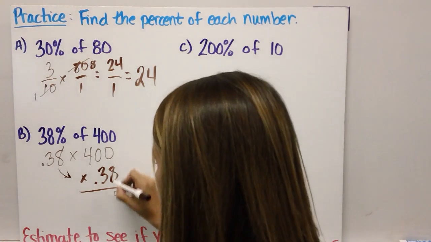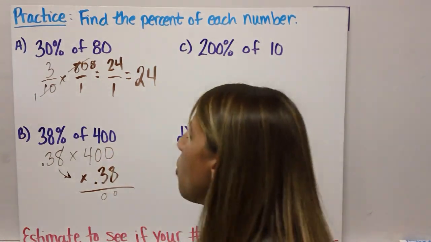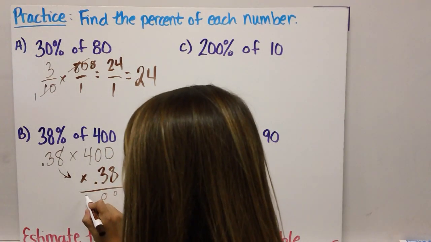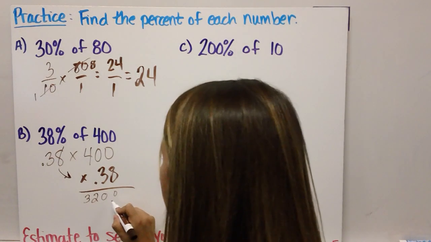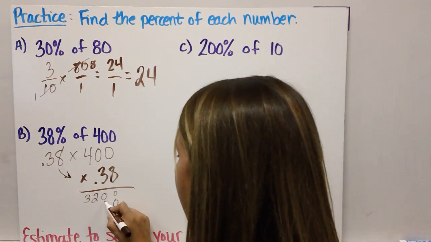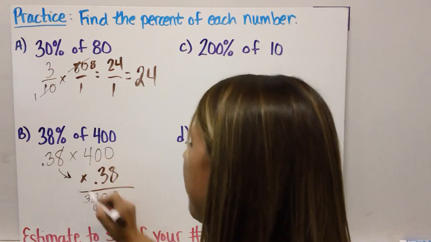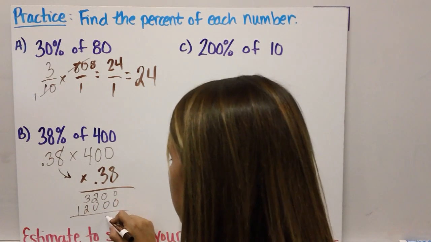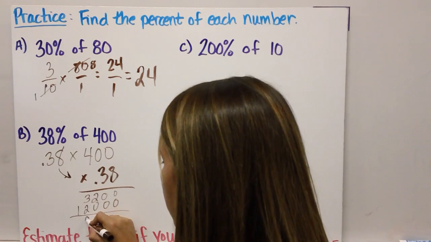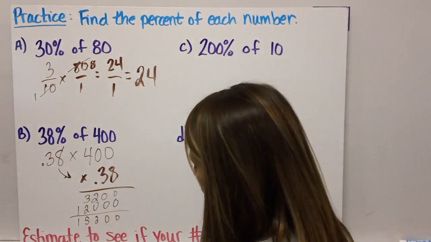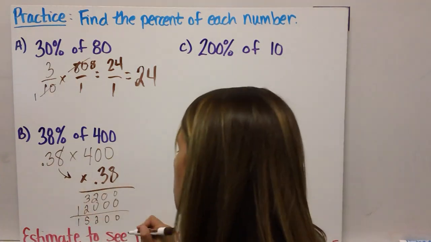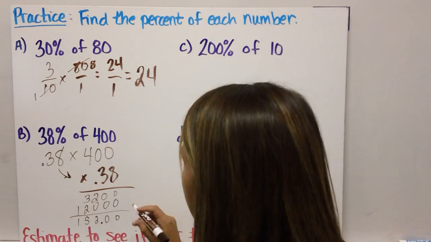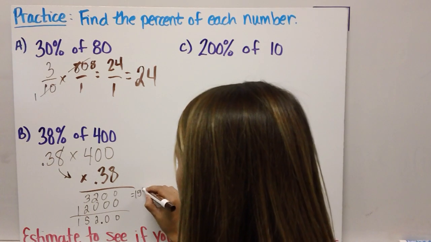That's going to be 0, 0. 4 times 8 is 32. I'm going to put that 0 in there, and I have 0, 0, and then 3 times 4 is 12. When I add these all together, I have 15200. I have to put in those 2 decimal places. So the answer comes out to be 152.